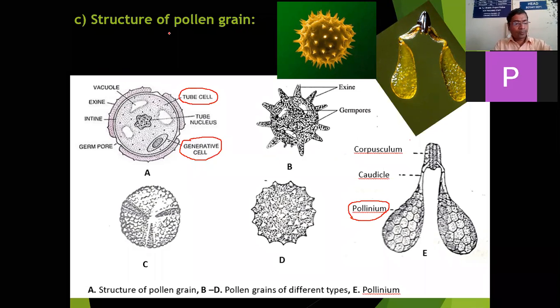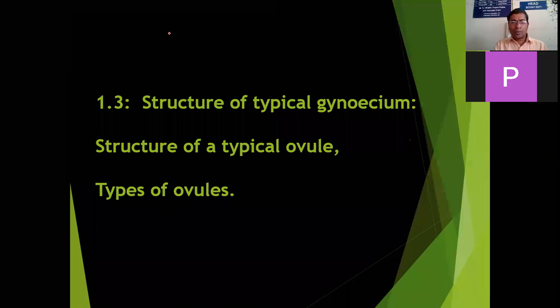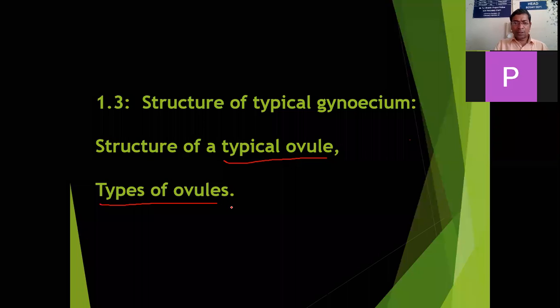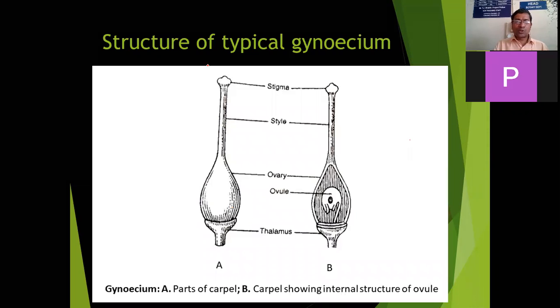Now we will see the next part. Here we are going to study the structure of the typical gynoecium, in which we are going to study the structure of a typical ovule and the types of ovules which are present in different plants. So first we will see the structure of the typical gynoecium. Actually this is a basic part, but we will go stepwise.